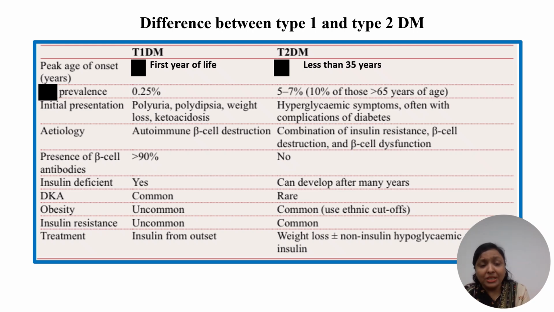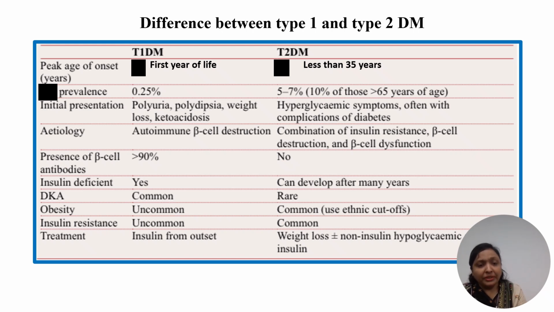Initial presentation of type 1 is with robust symptoms: short history, polyuria, polydipsia, unexplained weight loss, ketosis. In type 2 diabetes mellitus, we have hyperglycemic symptoms, often with the complications of diabetes. The etiology in type 1 is autoimmune beta cell destruction of the pancreas, and in type 2, a combination of insulin resistance, beta cell destruction, and beta cell dysfunction. They are not able to produce enough insulin to combat the levels of blood glucose. In type 1 diabetes mellitus, beta cell antibodies are present in more than 90% of patients. In type 2 diabetes mellitus, there is no presence of beta cell antibodies.